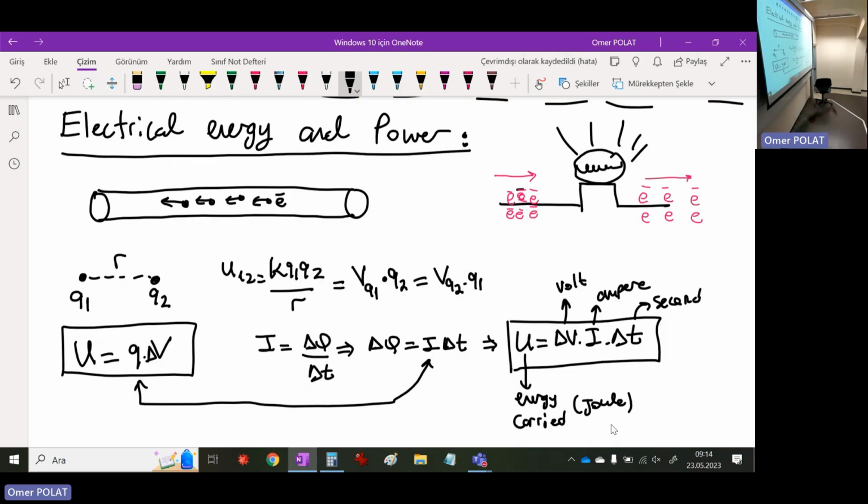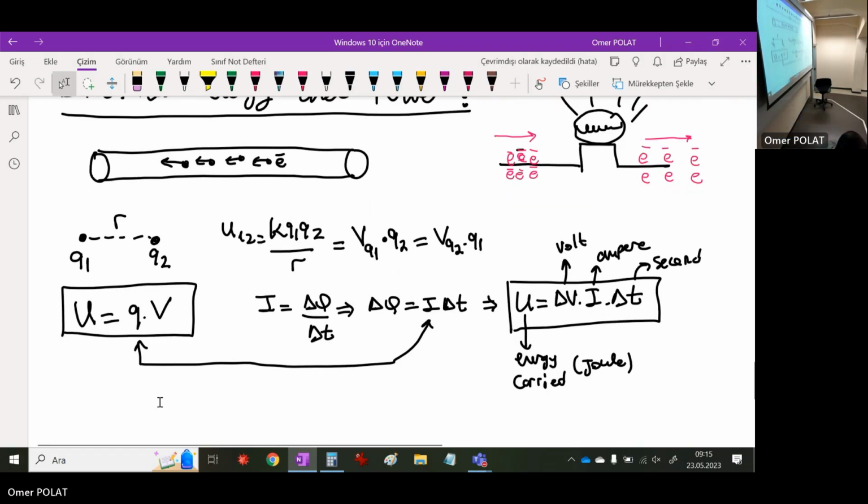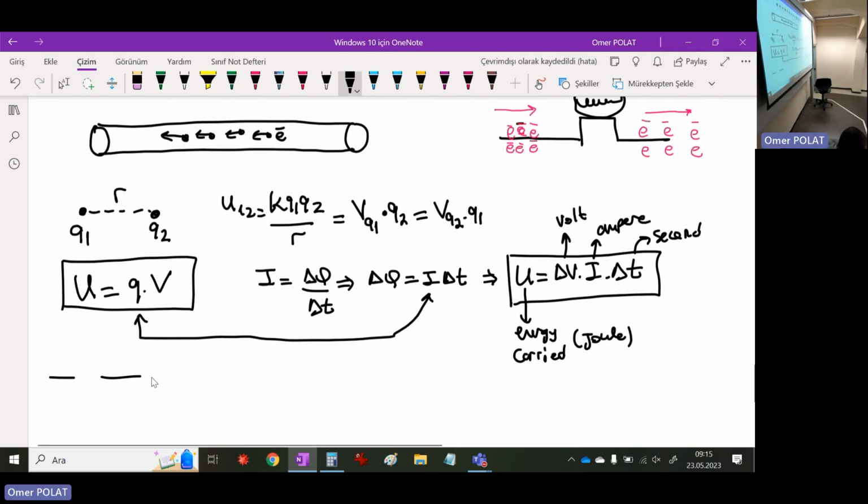Energy carried by electrons in the cable as a function of current. I'm not writing it as a function of charge; I'm writing it as a function of current. It is the potential difference applied to the system times the current times the time. In the case of energy, we need to say what the time interval is, how many seconds or minutes we apply the current. This is the total energy carried by electrons. Okay, one example. There is no time for an example. After the break.